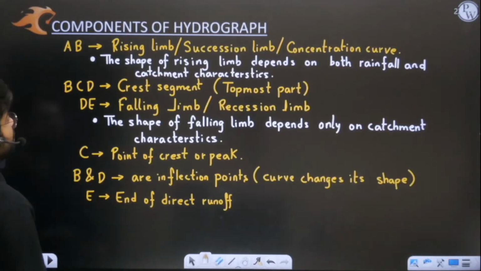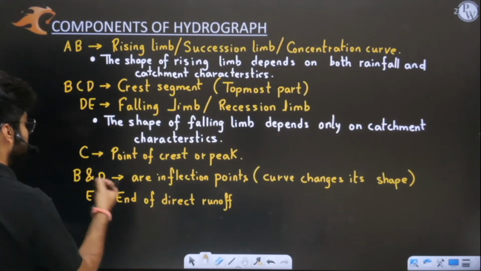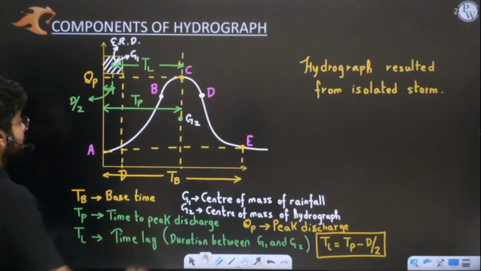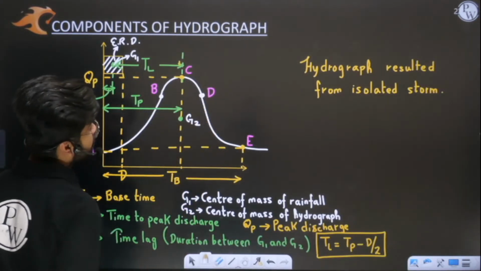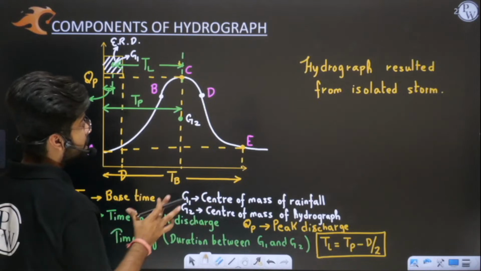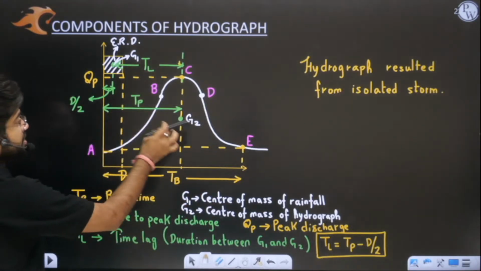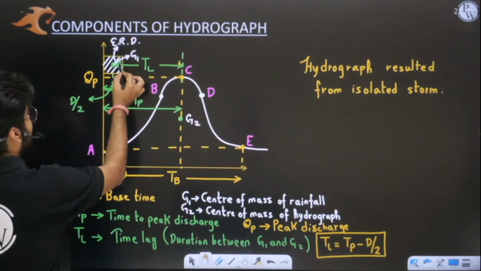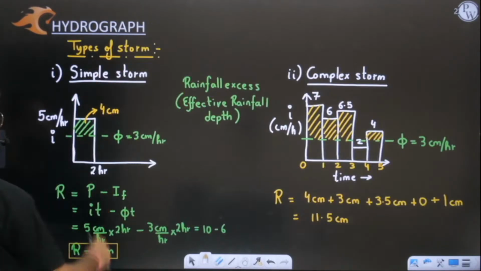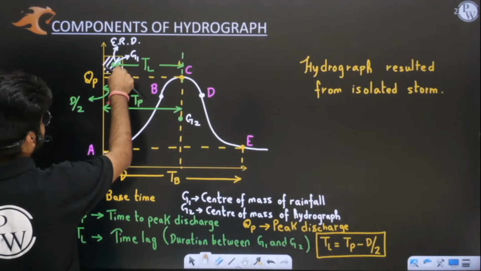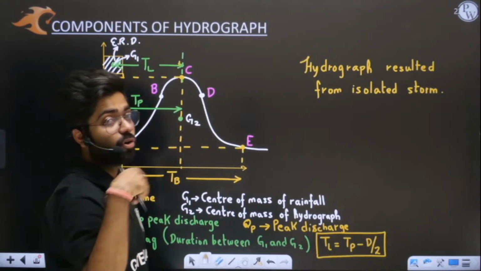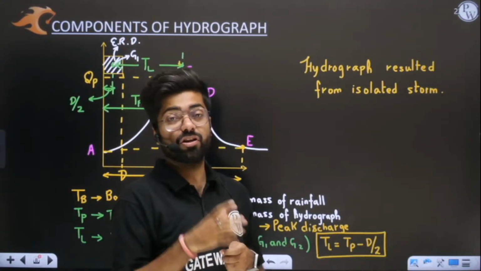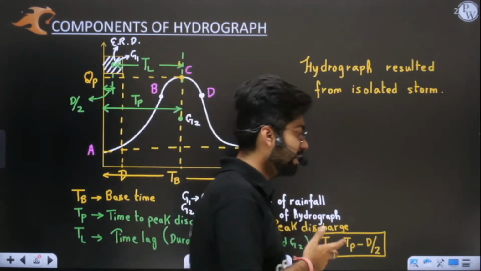So I hope all the points which I have told you, the segments or the components, are fully clear to you. These B and D points are points of inflection. Okay, so this is the hydrograph which has resulted from an isolated storm. Here we have a single storm. Okay, this has come from this portion. I have already told you, we have written, see, this is indicating excess rainfall, how much water or how much rainfall is available for runoff. Okay, this is indicating that.